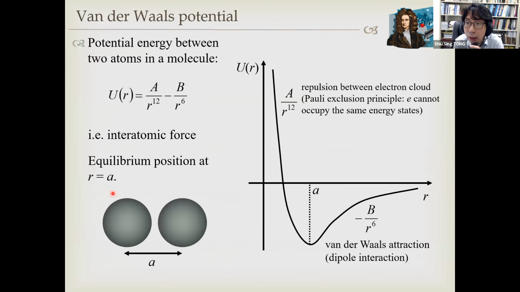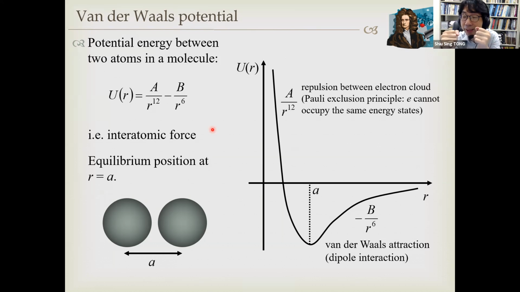Now, if not, let me give you an example to illustrate why the simple harmonic approximation is so interesting and so important in physics. Now consider, I don't know if you have met this model before. This is called the van der Waals potential. If you consider two atoms or two molecules in a solid, there will be an equilibrium distance between them. The two atoms will not get too close, and will not get too far away.